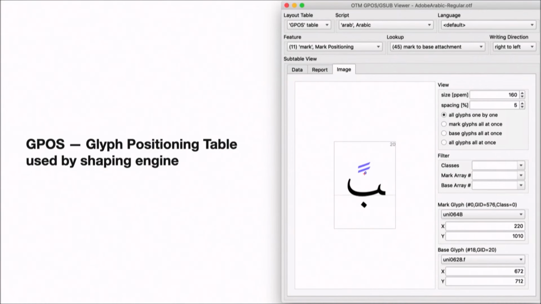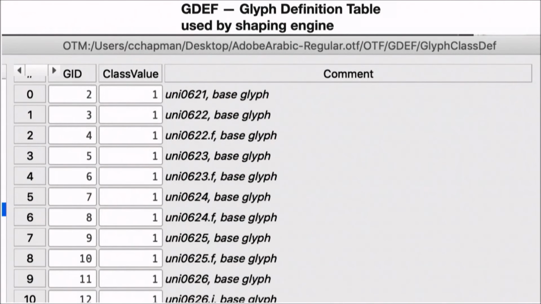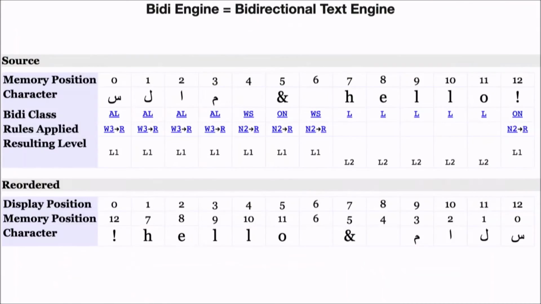And the software I mentioned called the shaping engine uses the GPOS and the GSUB to get the information based on the context of the Unicode text it's got, in conjunction with a third table, which is called GDEF, the glyph definitions table. That has base glyphs, mark glyphs, ligature glyphs, and so on. We've heard a little bit about BiDi earlier, so I won't go into it too much, but just know that there's this thing called the BiDi engine that puts the characters and the glyphs in the right order.